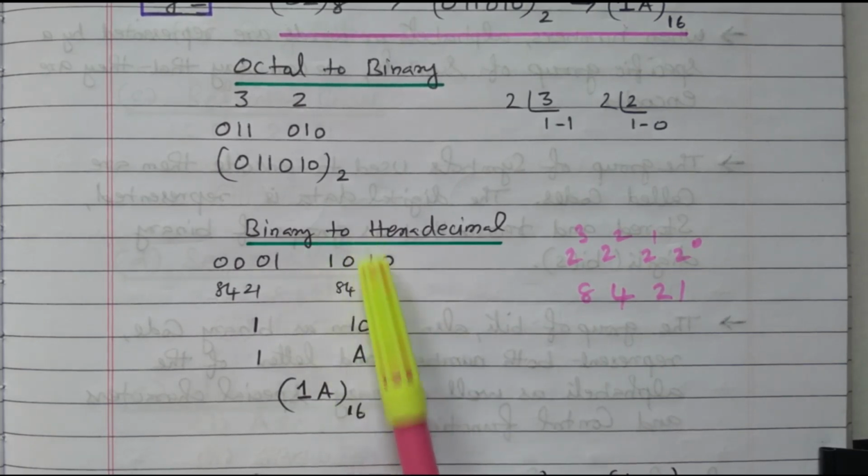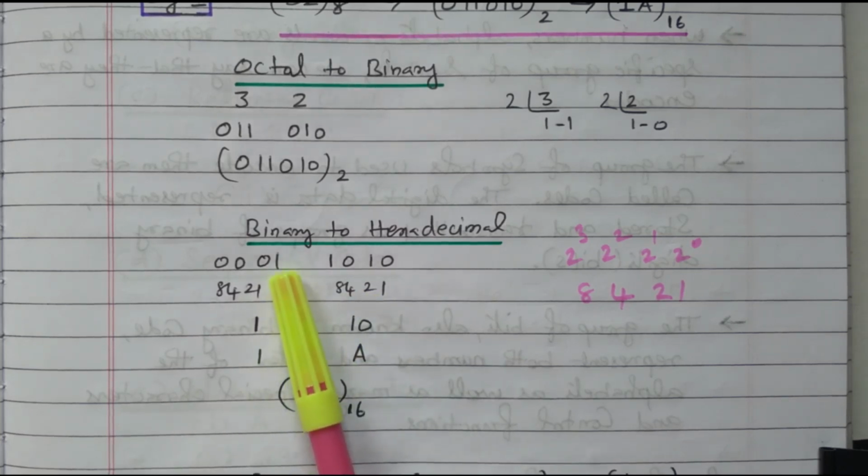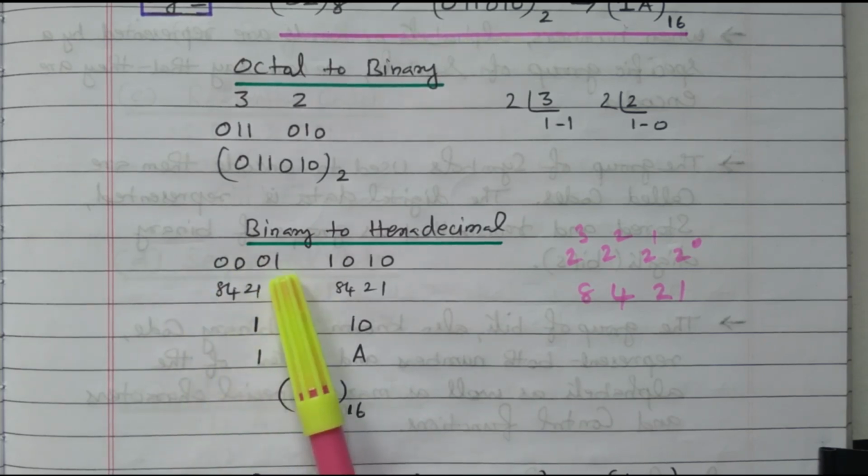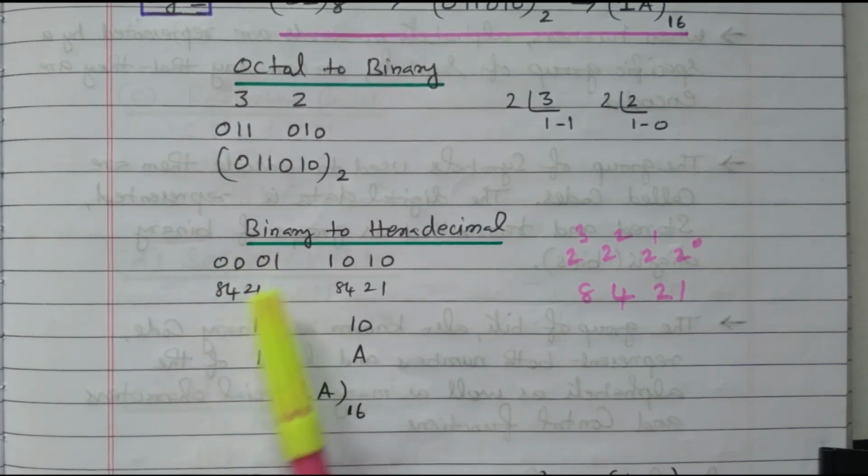So wherever 1 is there, that corresponding weightage should be added. 8 plus 2, 10. Here only 1 is available. Only 1. All others are 0, first digit. So 1 means 1. That will be 1. Right? Other digits are 0. Wherever 1 is available, the corresponding weightages are added together.